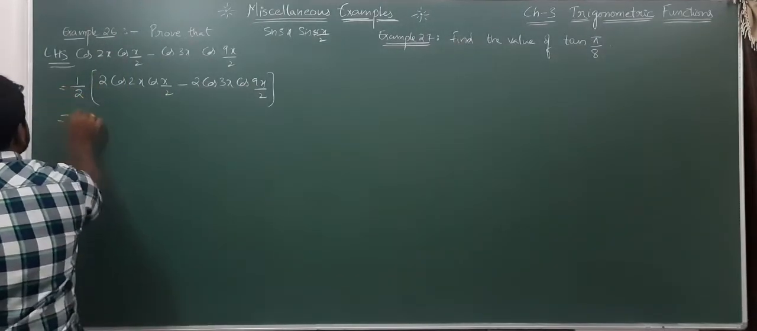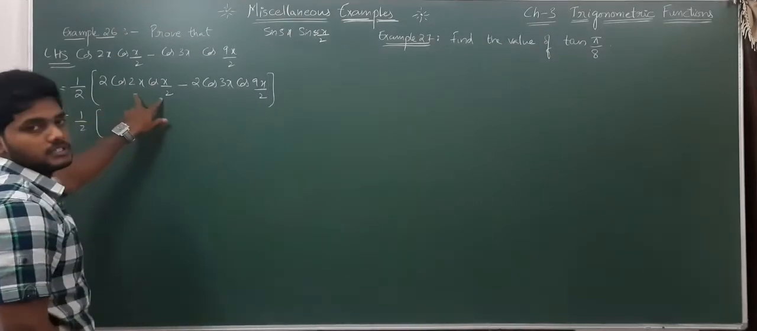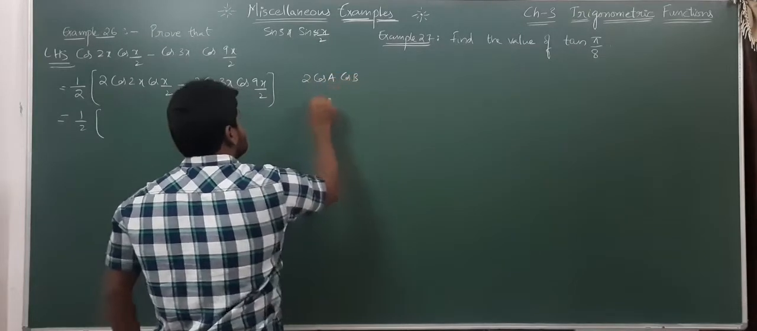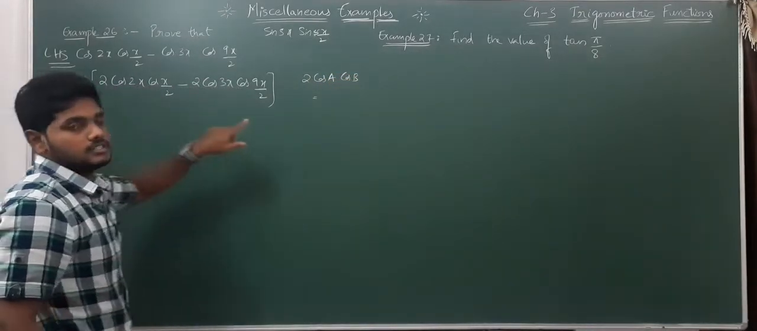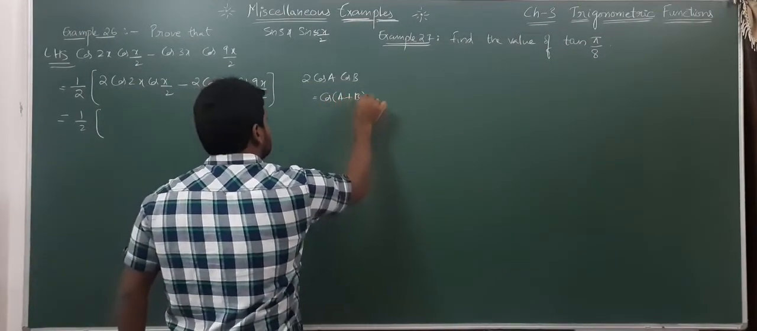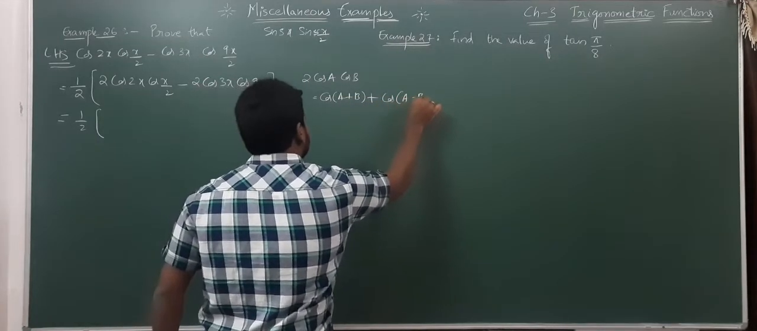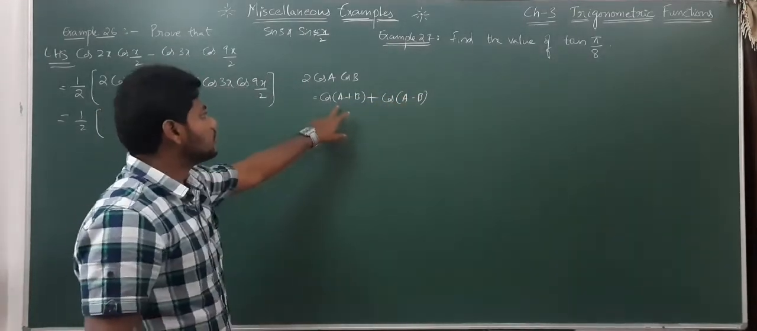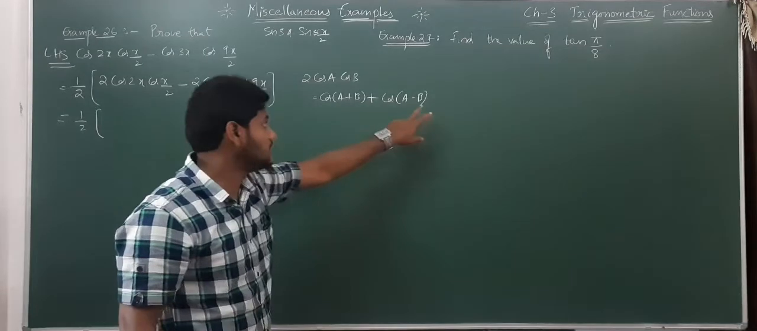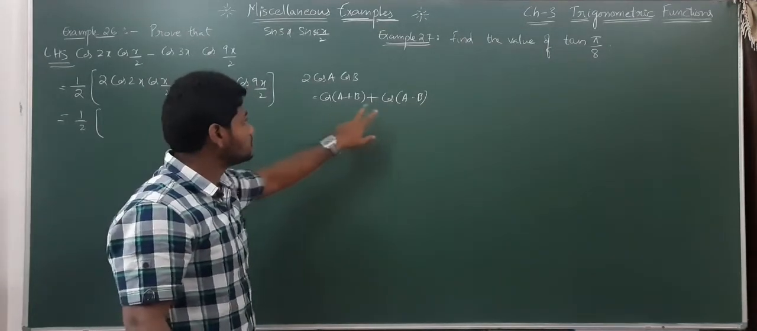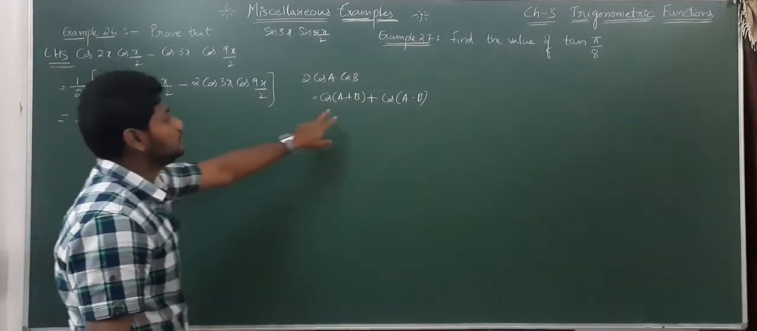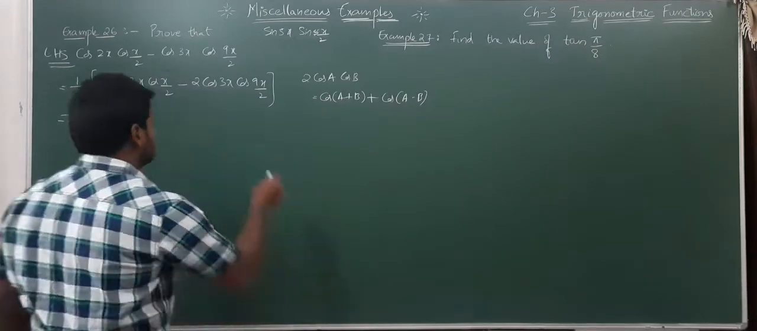Now, if you observe, 1 by 2 into, these two terms are in the form of 2 cos A cos B. What is the formula of 2 cos A cos B? It is cos of A plus B plus cos of A minus B. Right? Why? Because cos of A plus B is cos A cos B minus sin A sin B, and cos of A minus B is cos A cos B plus sin A sin B. The sin A sin B terms cancel, and cos A cos B plus cos A cos B results in 2 cos A cos B. So this 2 cos A cos B we need to convert into cos of A plus B plus cos of A minus B.